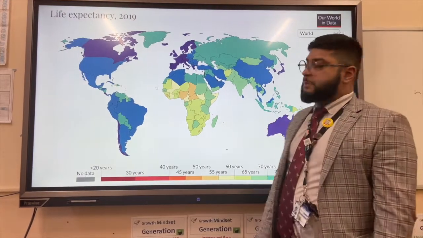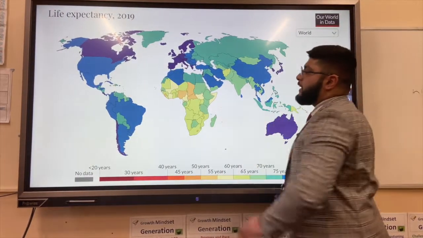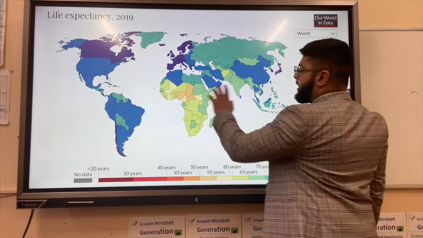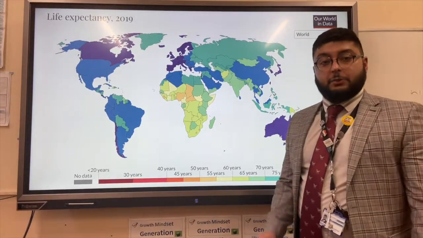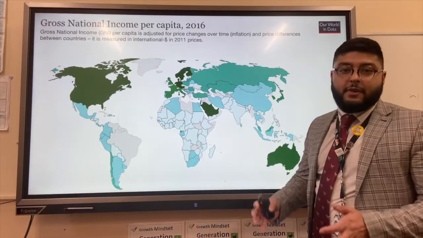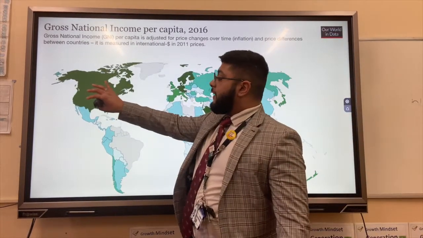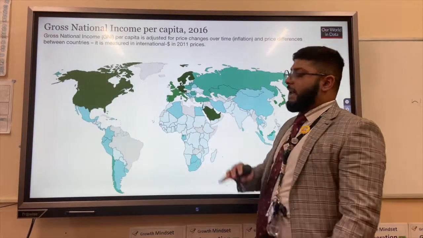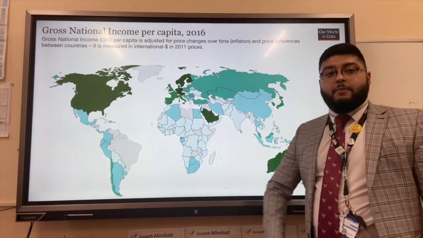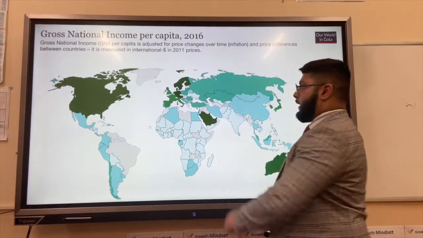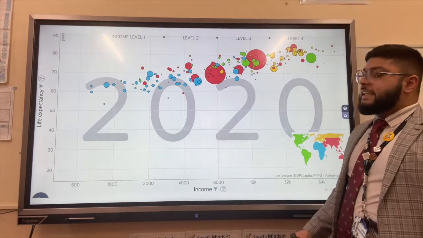If we look at life expectancy, generally North America and Western Europe have the highest life expectancies, with countries in Africa and countries in Asia having the lowest life expectancies. There is a very, very similar pattern when it comes to wealth, gross national income. The richest countries are in North America and Western Europe, and again, the poorest countries are in Africa and Asia. What that leads to is a clear difference.